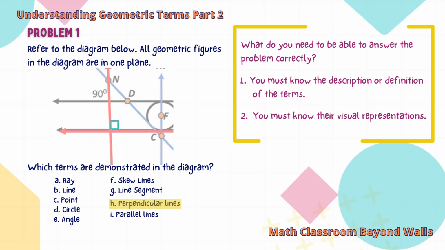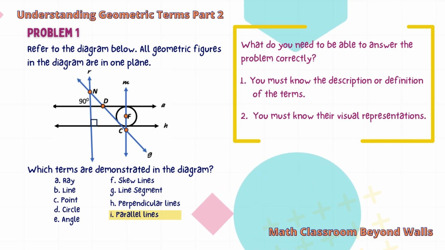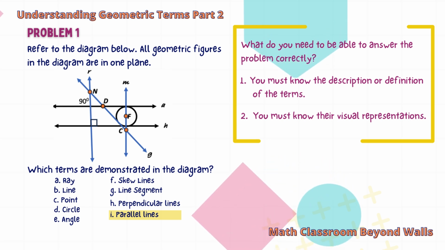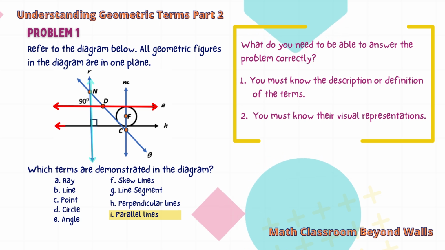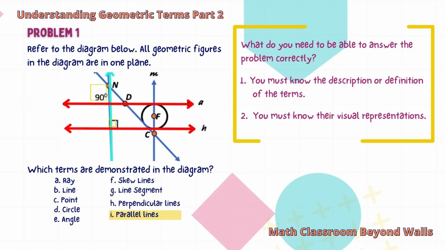Next option, I, parallel lines. Do we have this in the diagram? Remember that parallel lines do not intersect. The 90-degree angle formed between line A and line R and the 90-degree angle formed between line H and line R guarantee that line A and line H never intersect. So yes, we have parallel lines.